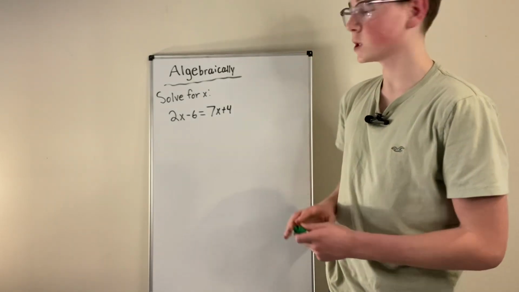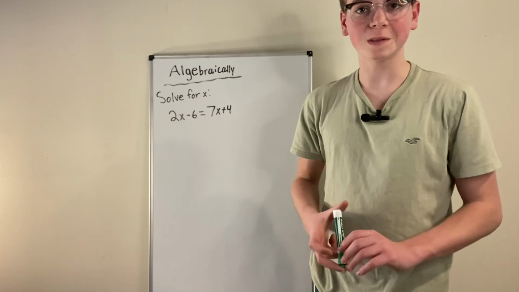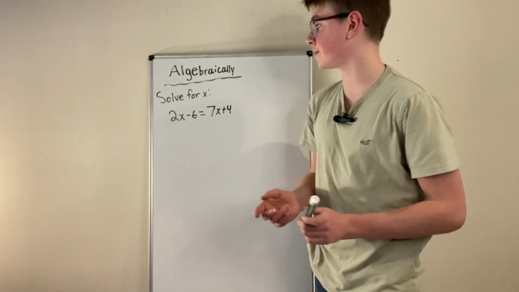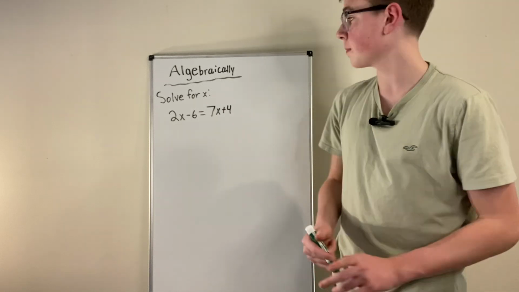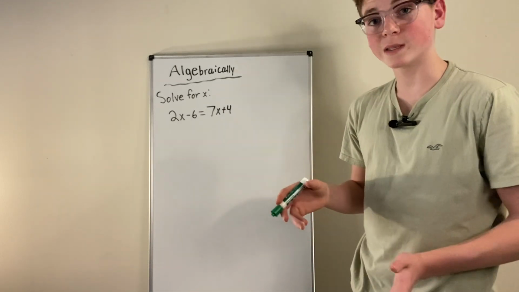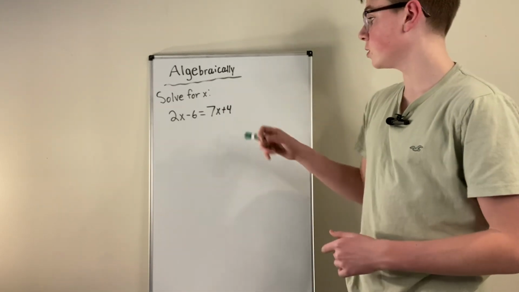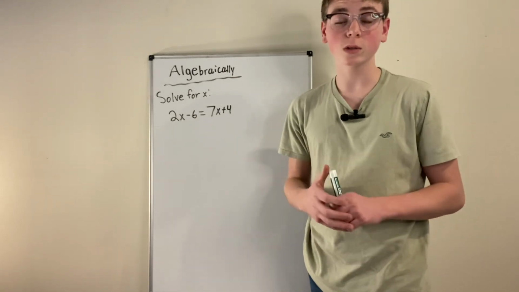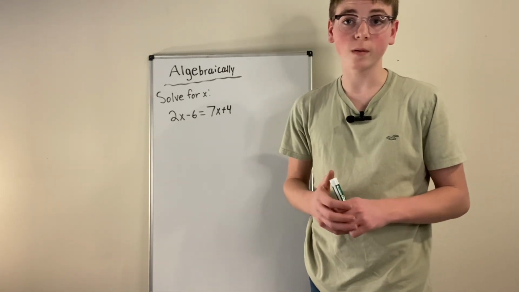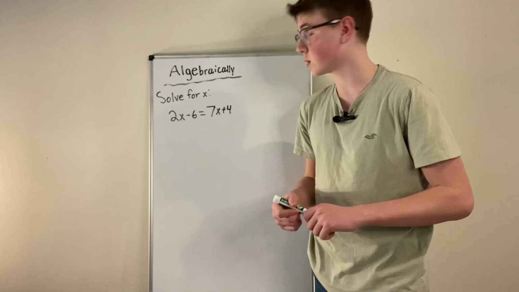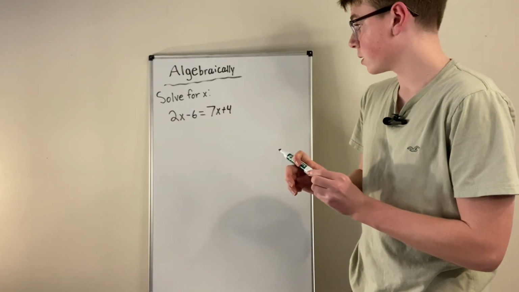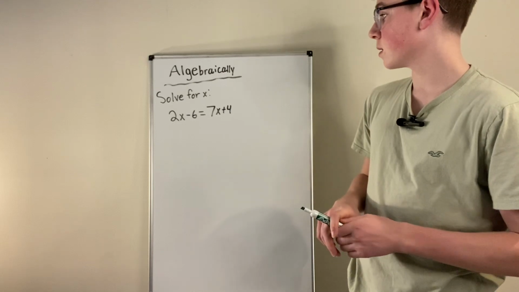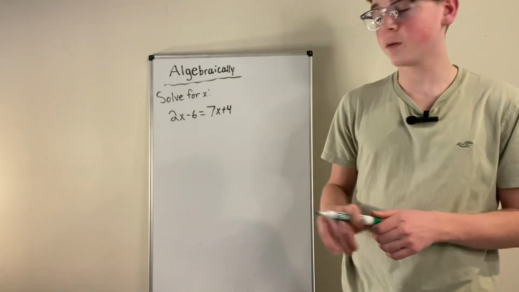Today, I'm going to teach you how to solve a single variable equation, algebraically and graphically. Our example equation is a simple 2x minus 6 equals 7x plus 4. Because this is just a little introduction, it will get more complex as we go on. So, 2x minus 6 equals 7x plus 4.